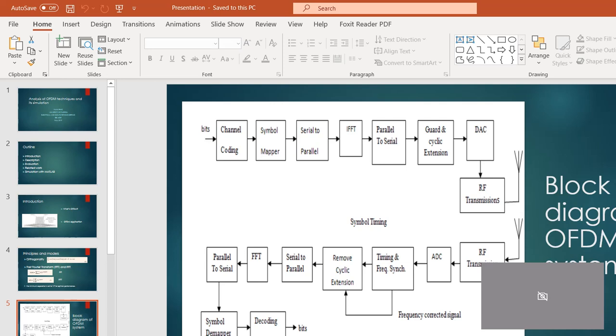And then we use guard and cyclic extension, because in OFDM, inter-symbol interference and inter-carrier interference actually exist. So we use cyclic extension to send a percentage of the whole symbol in advance to avoid this kind of interference. Then we implement the digital to analog converter, and then we transmit the whole signal through the channel.